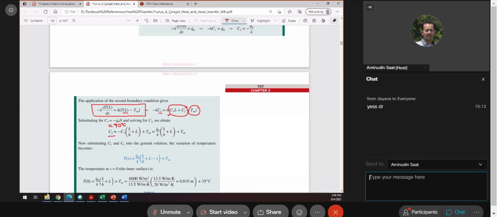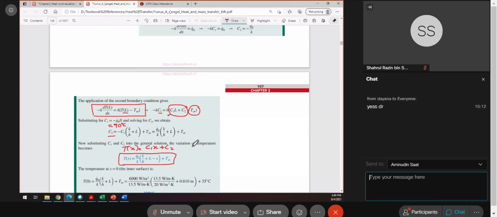Once you get the C2 term, you know that T(x) equals what, just now? C1x plus C2. So you can find the final expression of temperature variation in the wall as a function of thickness, as an x value. Okay, boleh. Siapa tadi yang tanya? Syahrul: Faham, Doktor, thank you.